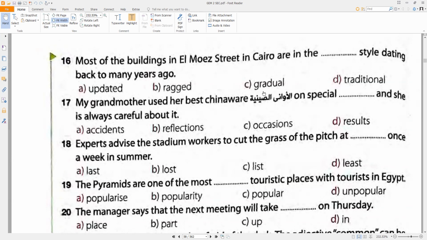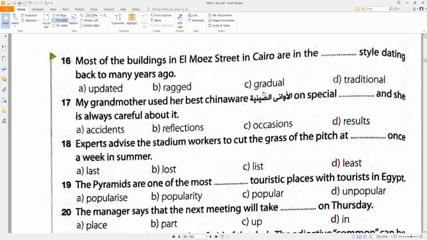Number 19. The pyramids are one of the most popular touristic places with tourists in Egypt. Popularize, popularity, popular, unpopular. Yeah. One of the most popular touristic places in Egypt.